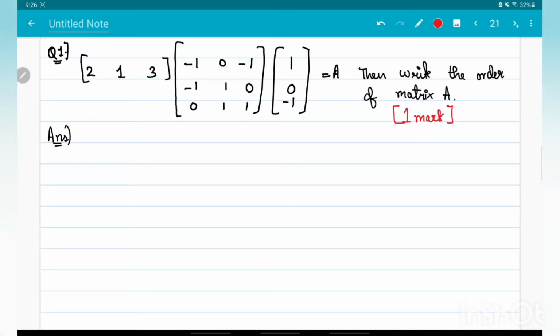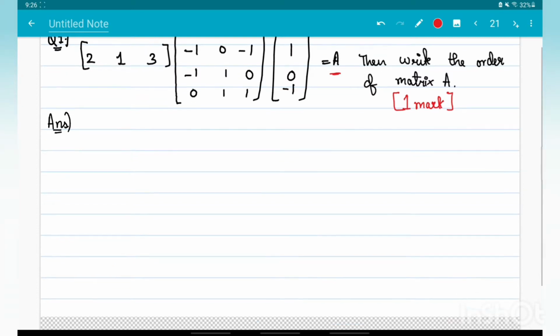So here comes our first question. Now this question has come in one of the previous year papers and it carries 1 mark. In this question, as you can see, they have given us the multiplication of 3 matrices, and they say that the resultant will be equal to a matrix A, and we are supposed to find the order of matrix A. So for that, let us solve.